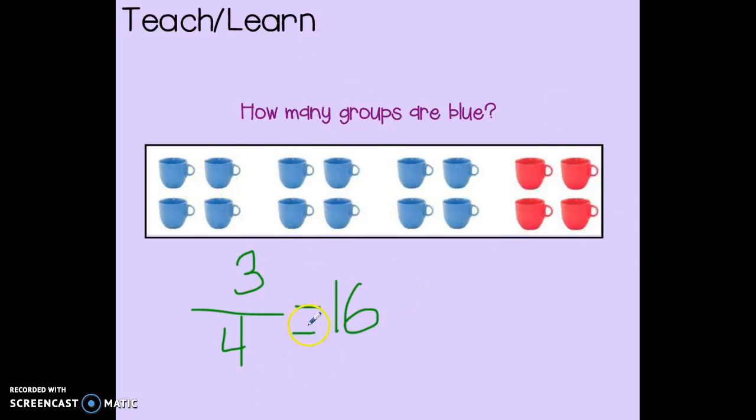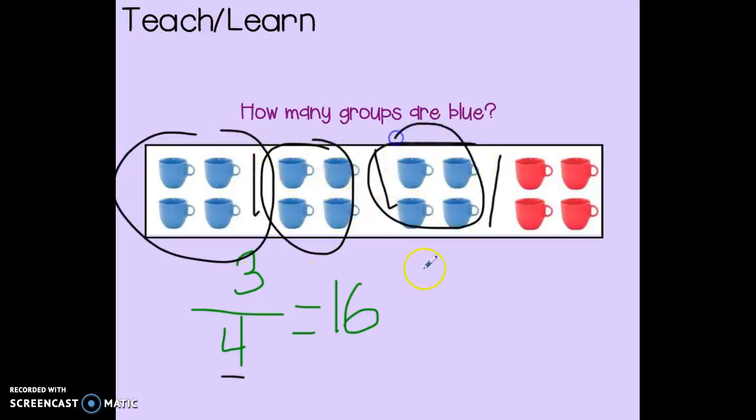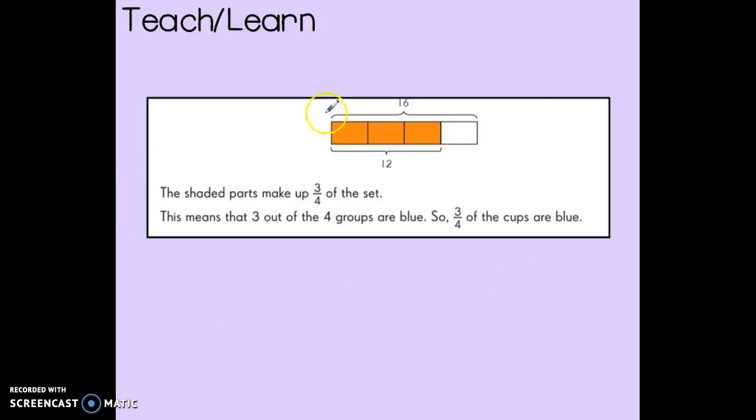Well, again, first thing I have to do is make 4 equal groups, which I have. I'm going to take 3 of those groups. Now, if I count that up, I've got 1, 2, 3, 4, 5, 6, 7, 8, 9, 10, 11, 12. So 3/4 of 16 equals 12. Let's look at that as a bar model.